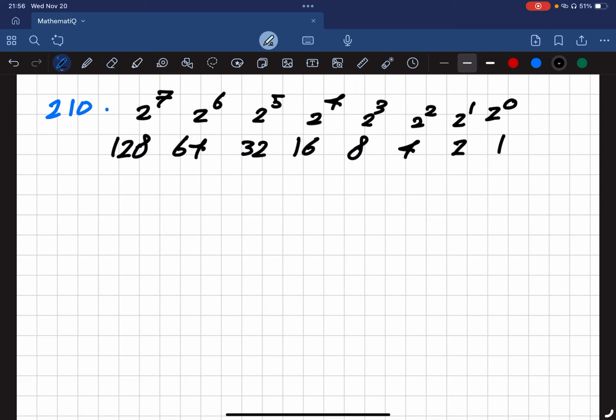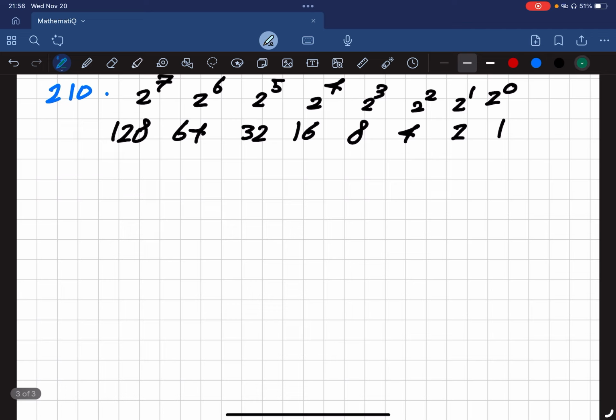So we go on and try to fit it in once again. 210 trying to fit into 128, it fits. You put a 1 right over here, and you subtract, and you see what you're left with.